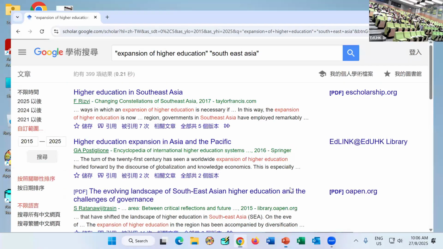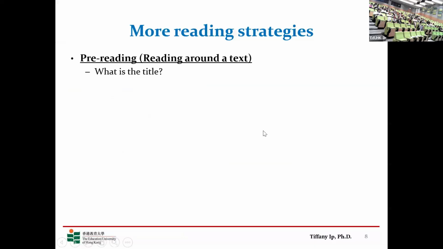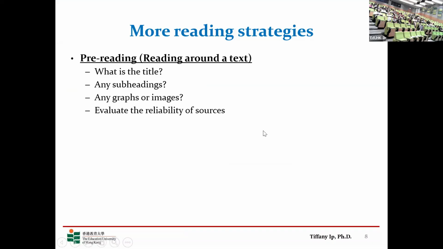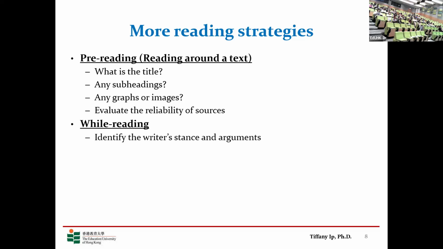And then these are some examples I want to show you, like the reading strategies, even before you read the text. Then you know, okay, I'm reading a pretty decent journal, many people cited it, and then I can keep going to the second stage, while reading. So this is what you have just done. Identify the writer's stance and arguments. Always try to do that before you come up with really specific examples or evidence from the article, because the writer's stance and arguments would be the most useful for your own assignments or your own papers.